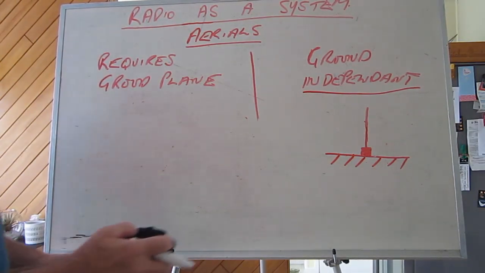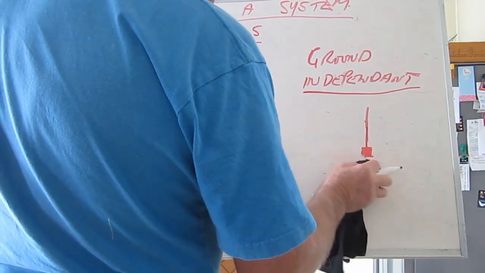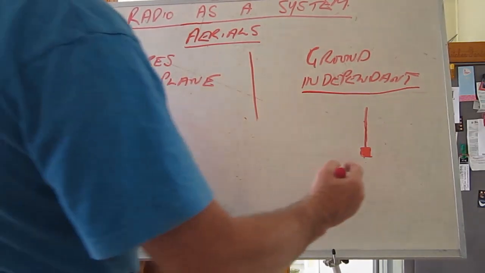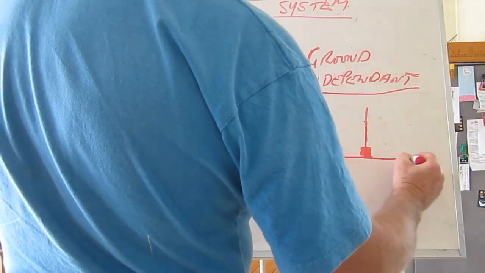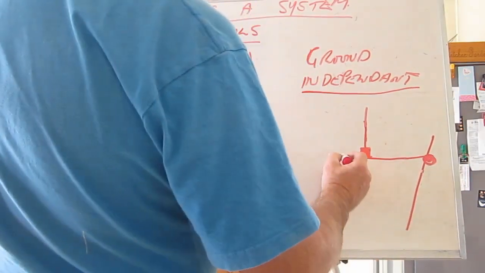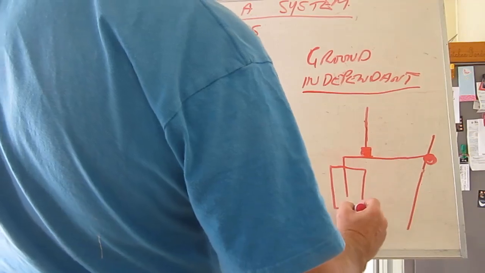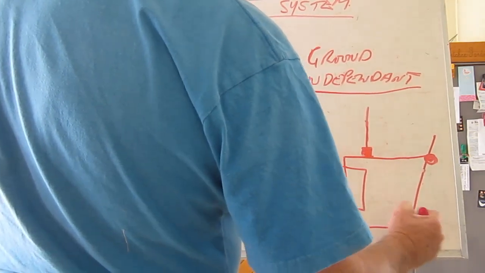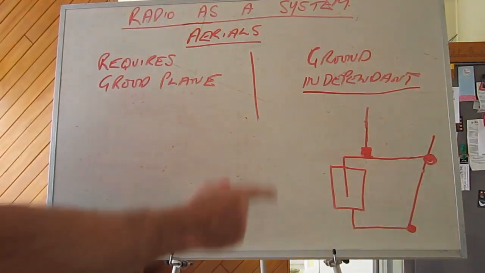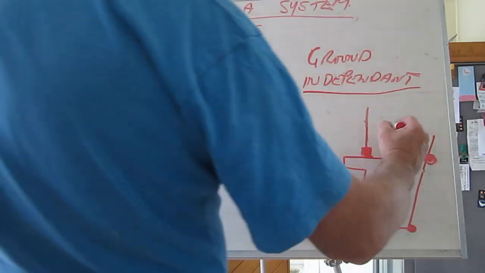You can also make them, let's take this ground plane right away and put a mirror arm here. Here's the side of our truck. It's bolted on over here. Here's the truck mirror, bolted on over here. Now, a ground independent antenna mounted like that will work fine as well.